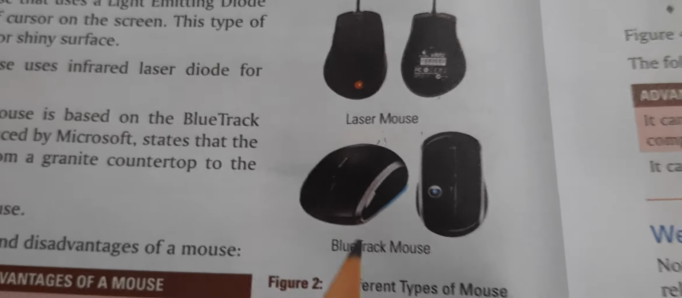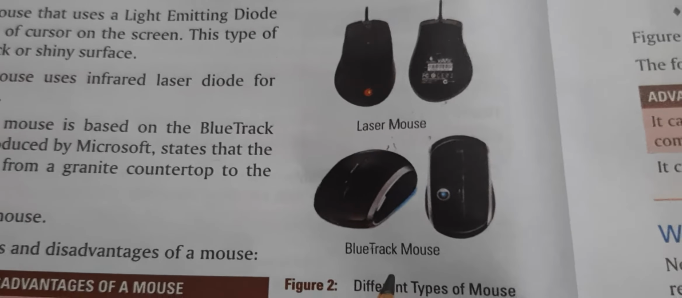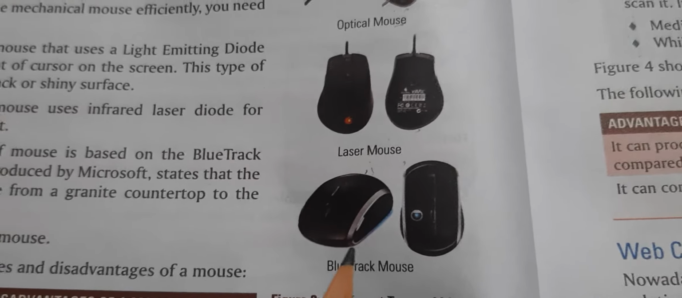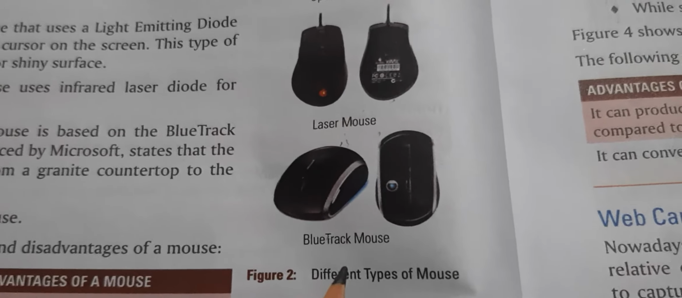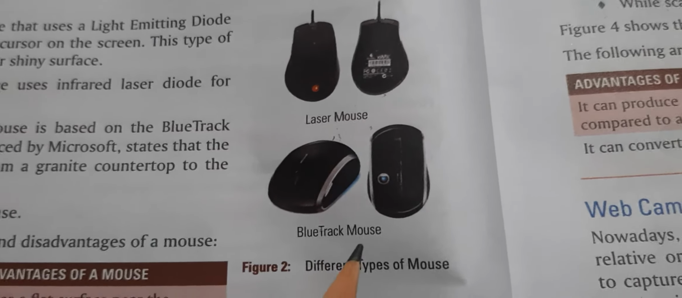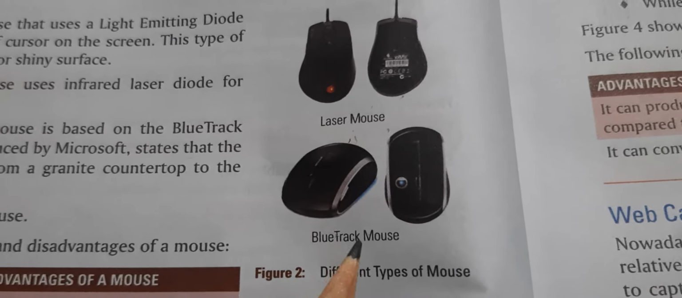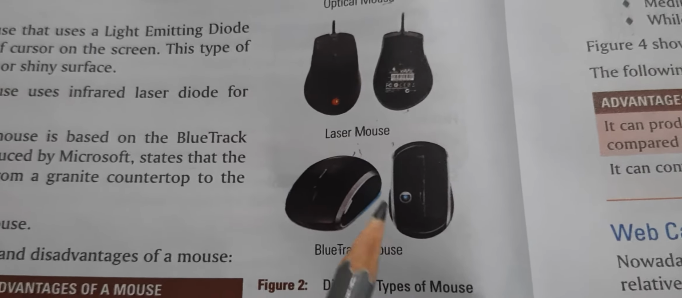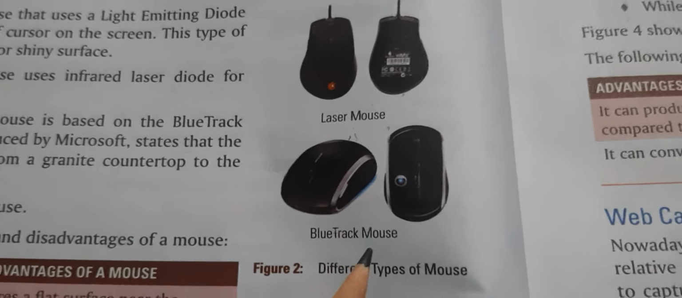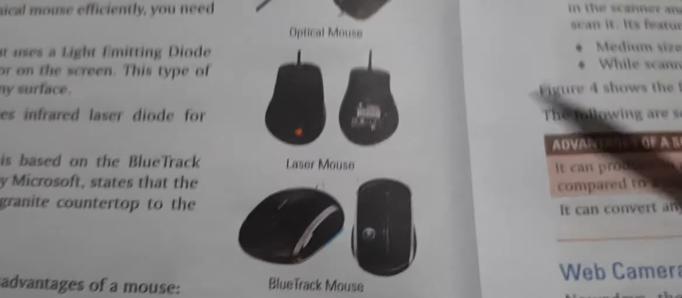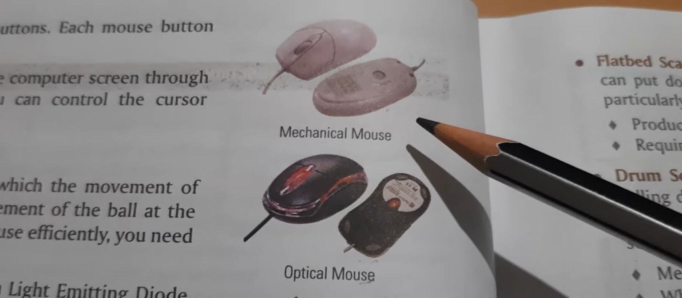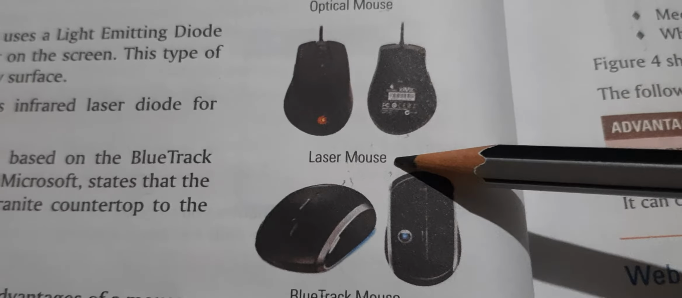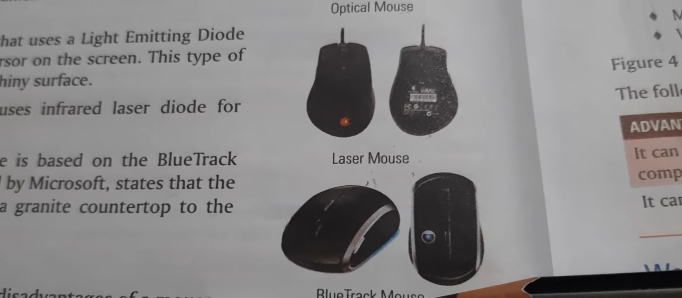Okay, and the last is Bluetrack mouse. This is the Bluetrack technology which is introduced by Microsoft. It is also very easy to use and to keep anywhere. It does not need a particular mouse pad. So these are the 4 types of mouse: mechanical mouse, optical mouse, laser mouse, and Bluetrack mouse.